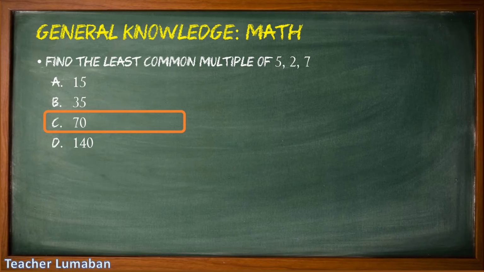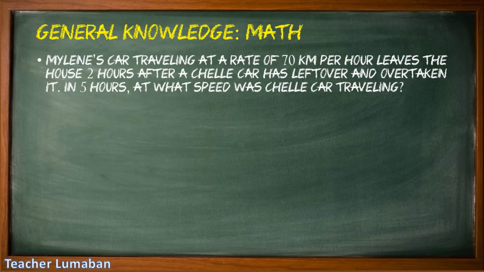If there is no shared divisible number, the numbers will be multiplied by each other to get the least common multiple. 5 multiplied by 2 multiplied by 7. 5 multiplied by 2 equals 10. 10 multiplied by 7 equals 70. The answer is 70.